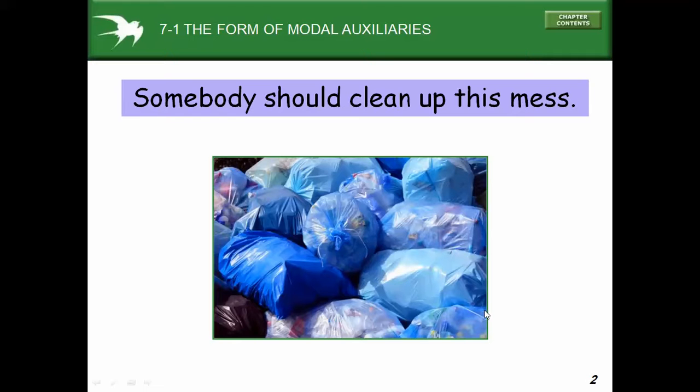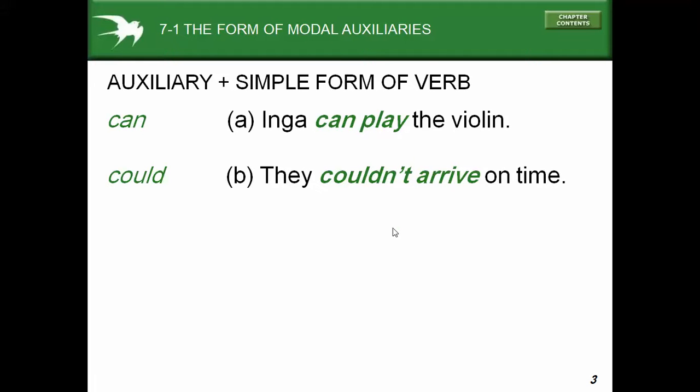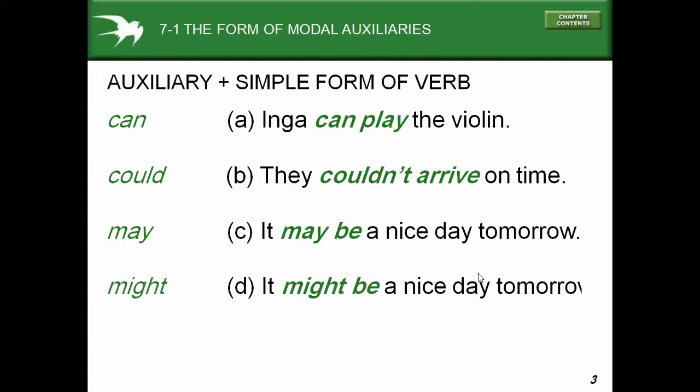Here is the form of a modal auxiliary. Somebody should clean up this mess. Should, modal auxiliary. Can as a modal auxiliary, a helping verb: Inga can play the violin. Could: They couldn't arrive on time. May: It may be a nice day tomorrow. Might: It might be a nice day tomorrow.